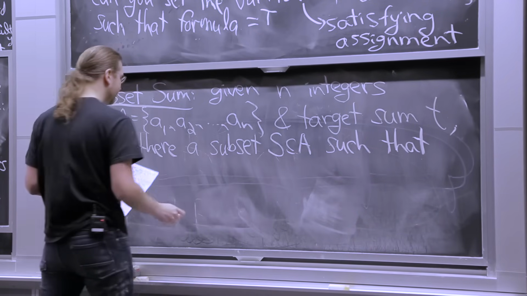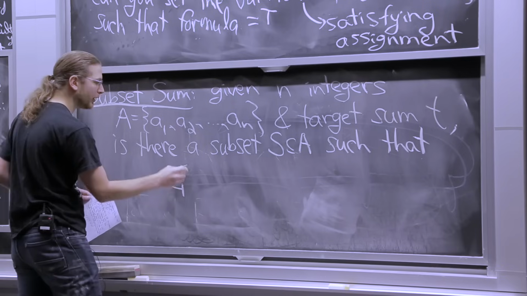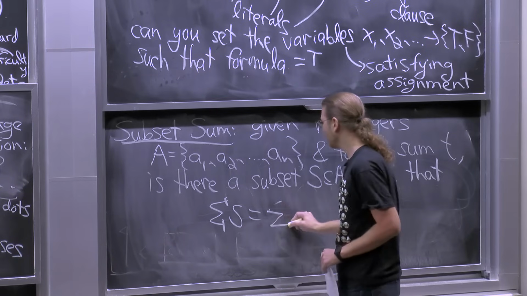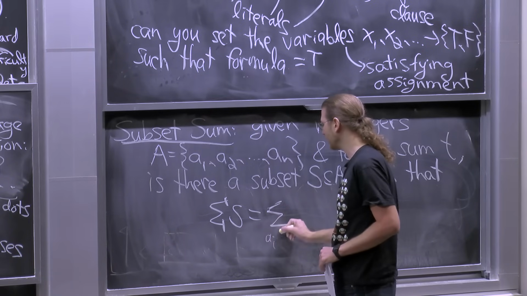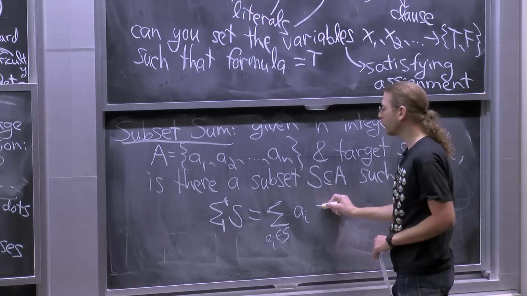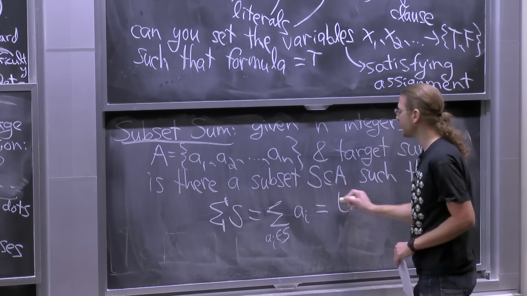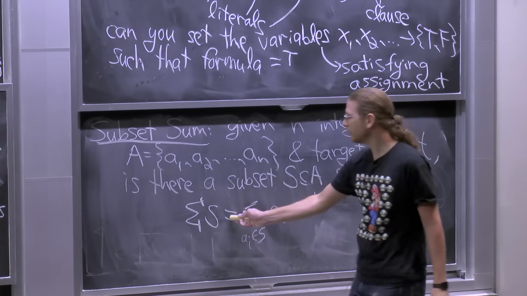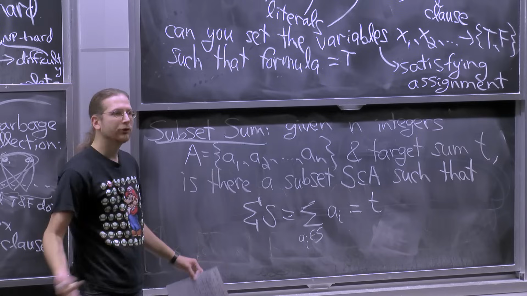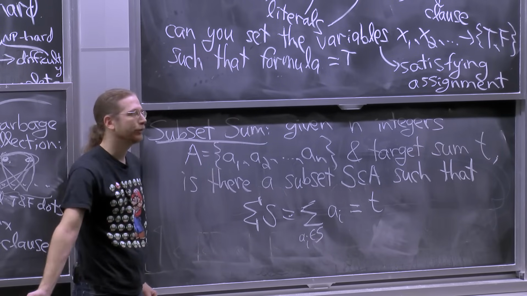Can you choose some of the integers, which I'll write as S, so that the sum of S, which means the sum over the ai's that are in S of the value ai, equals t? So this is a definition. This is the constraint. I give you a bunch of numbers. Do any subset of them add up to t? That's all this is asking.